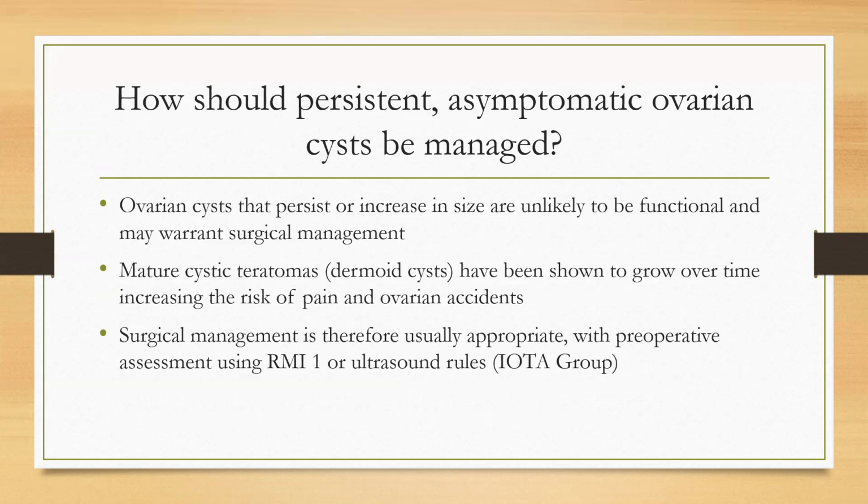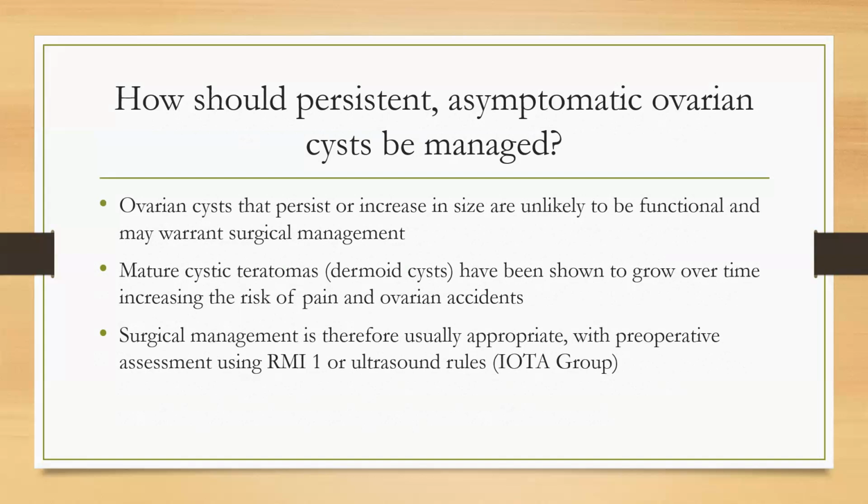How should a persistent, asymptomatic ovarian cyst be managed? If an ovarian cyst persists or increases in size, even though it is a simple ovarian cyst, not resolving after yearly follow-up, you see it's still 5 to 7. Why is it not resolving? If it's simple, it should resolve, because we are scared of borderline ovarian tumor. So ovarian cysts that persist or increase in size even after 1 year are unlikely to be functional and may warrant surgical management. Mature cystic teratomas, dermoid cysts, have been shown to grow over time, increasing the risk of pain and ovarian accidents.